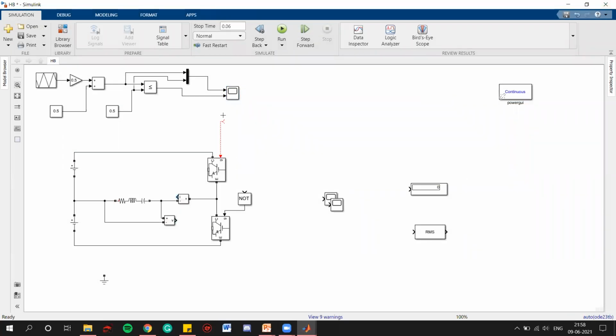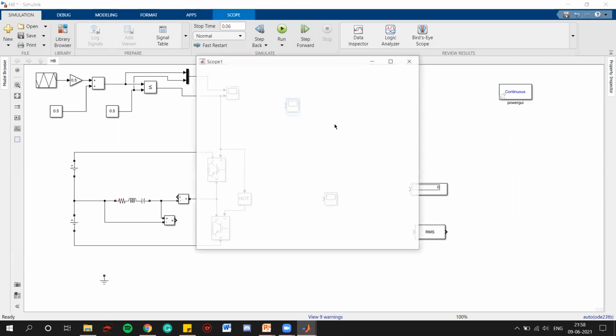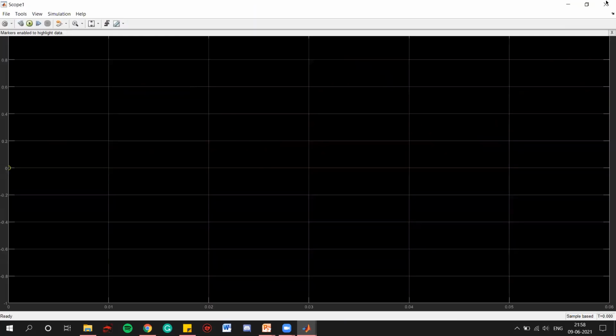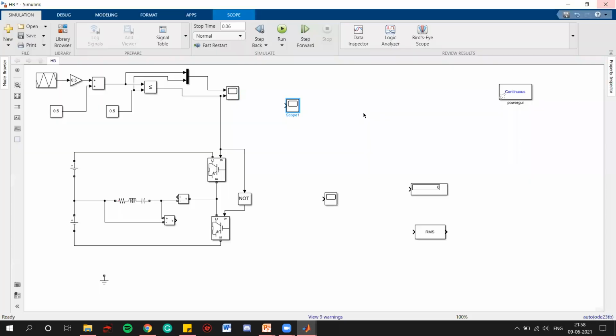So now connect this gate pulse here, connect a NOT gate here. Let's take one more scope to see the gate pulses. Okay, let's see everything in one thing only. Let's take this scope and connect it with current. Let's see current in one only, right? So we will observe everything in one scope block only. Let's put this ground here.